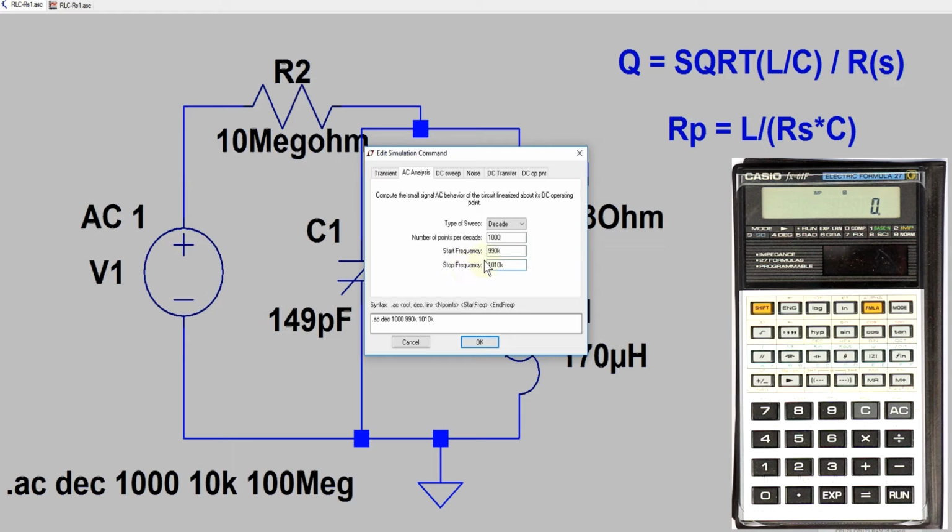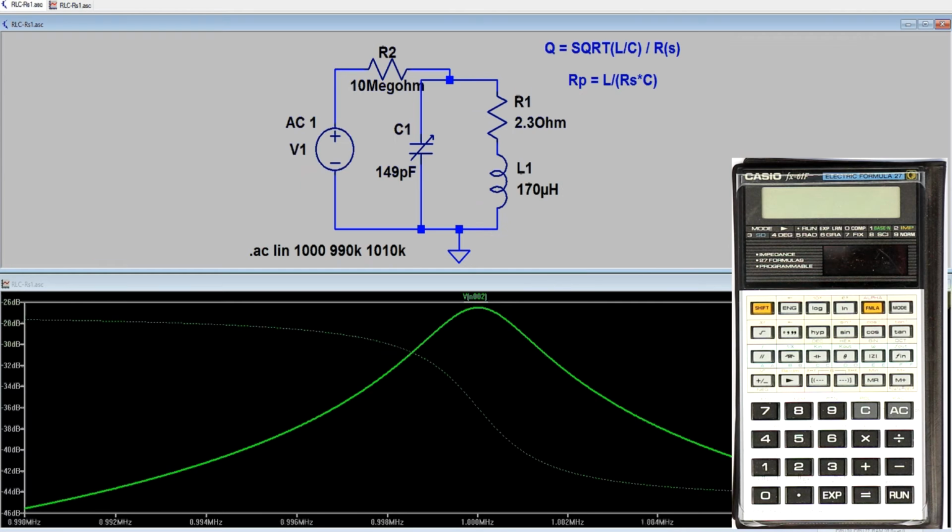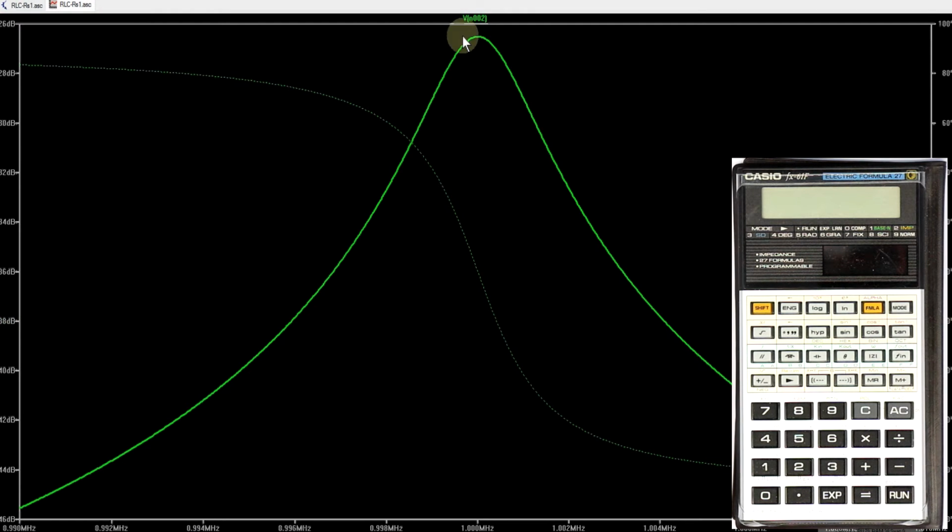So we only take a look at 10 kilohertz to the left and 10 kilohertz to the right of the center frequency, of the resonant frequency, and we change to a linear sweep because we are now only looking at a very narrow frequency range. Do the simulation again. And here we beautifully see the bell-shaped curve of a tank circuit. And now we just have to find the bandwidth where the peak amplitude drops 3 dB.